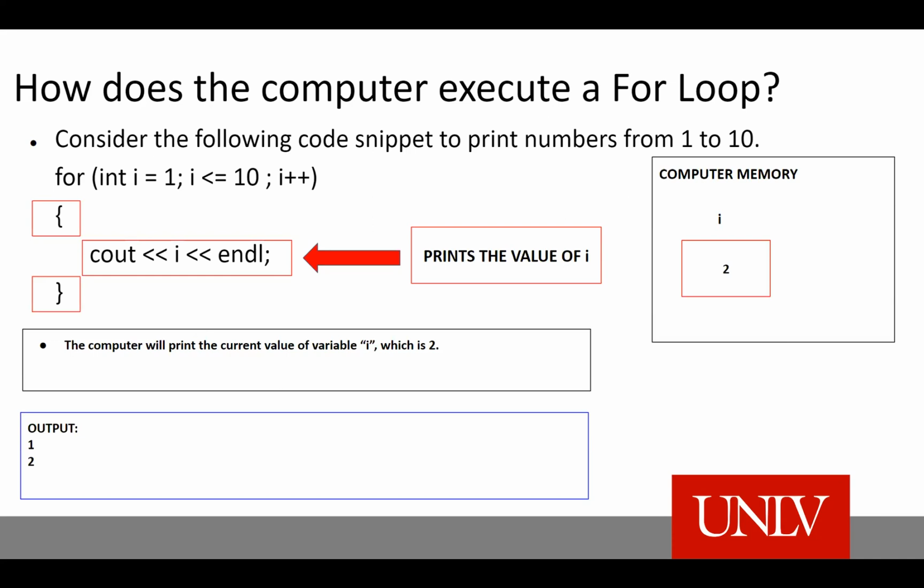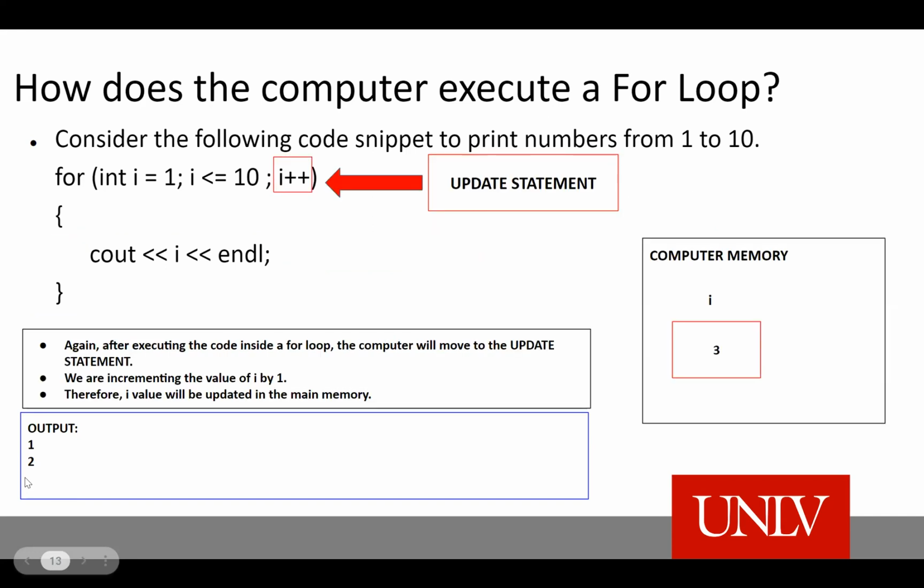So now the value of i inside memory is 2. And when we print it, the value is going to be 2 on the screen. Now again, the computer will execute the update statement. By the update statement, we are incrementing the value of i by 1. Whenever we increment the value of i by 1, the same will reflect inside memory. So 2 plus 1 is now 3.